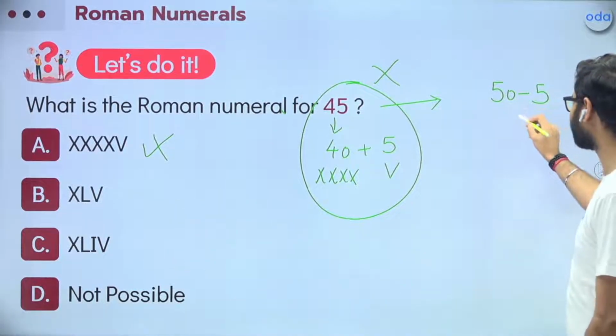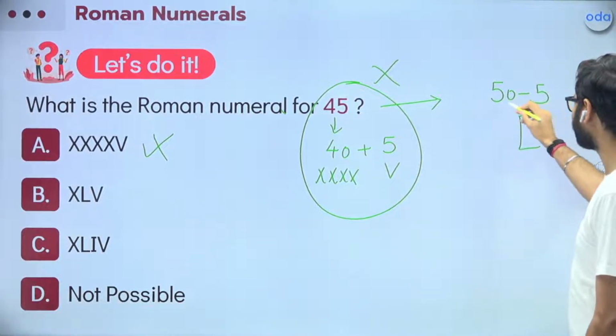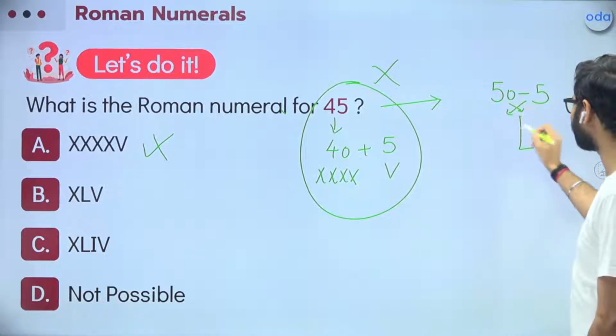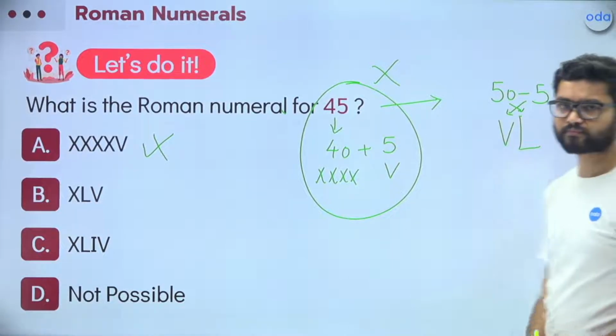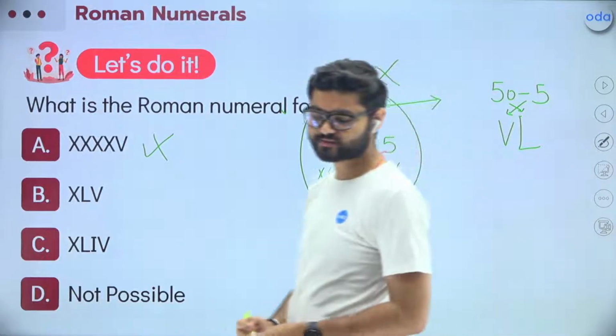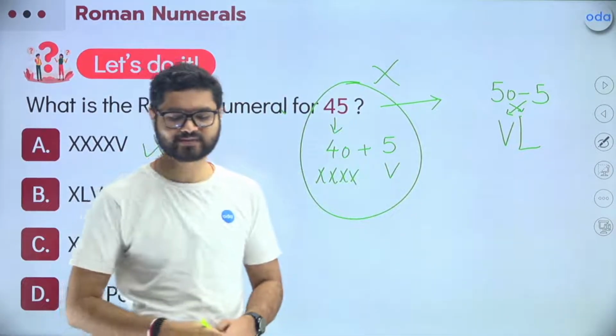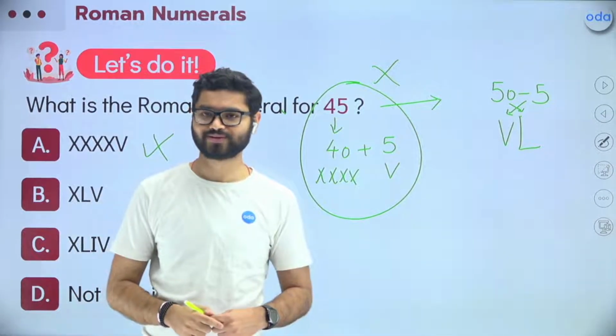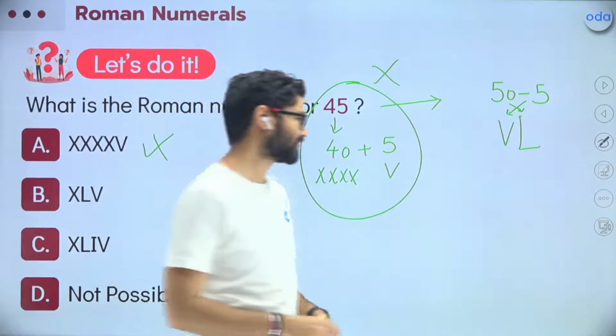For 50 we have L, and for 5 we have V. Can we do it like this? No? Okay, this is also not right.